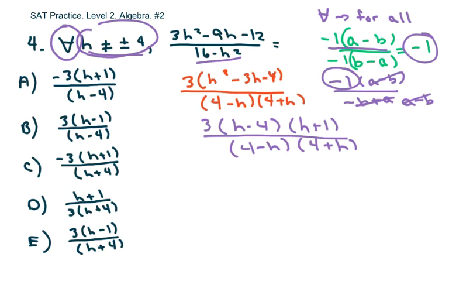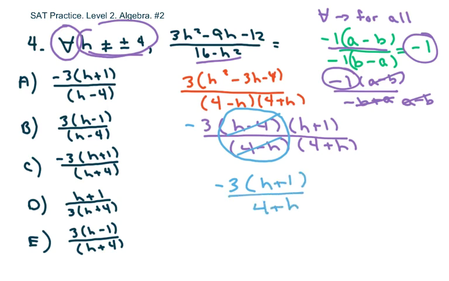So basically what happens here is this right here equals -1. So I can cross that out and just put the negative in front. So we get -3 times H plus 1 over 4 plus H. And that answer is C.